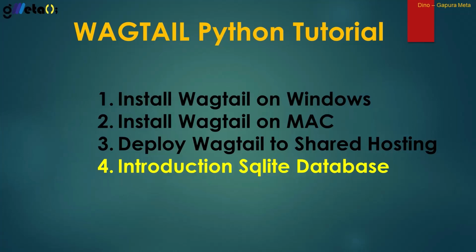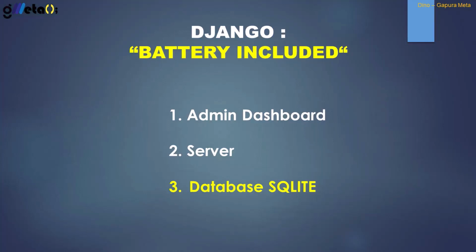WAGTAIL uses the Python language and Django framework. This Django framework is often called battery included. This means that it is ready to run without adding other essential things. Django already has an admin dashboard, authentication, and database. The database that's included in Django and WAGTAIL is SQLite database.